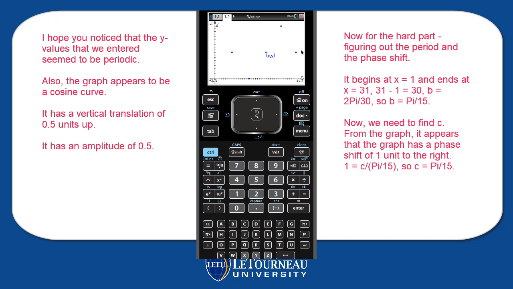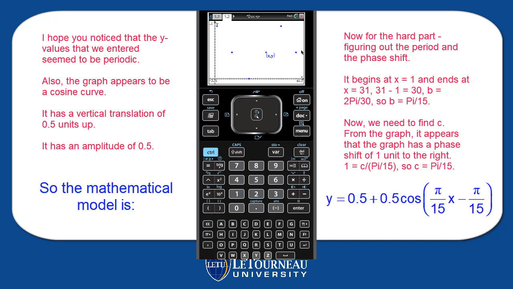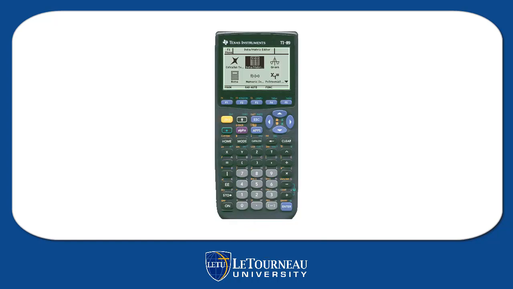I got an idea. Stop the video and go through this and make sure you understand it. Notice it begins at x equal 1 and x ends at 31. So we've got 30 there. So b will be 2 pi over 30, or b is pi over 15. Now we need to find c, and so you can deal with it. You know the formulas, and so here's your mathematical work. Okay, we found it using the other calculator.